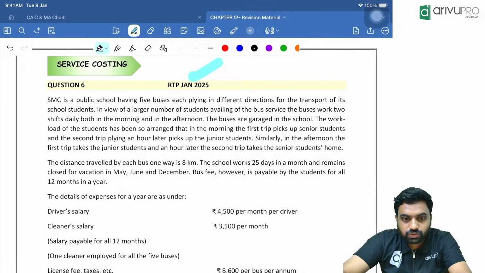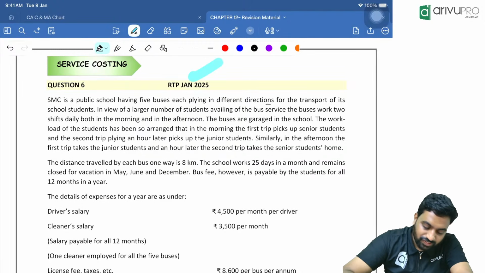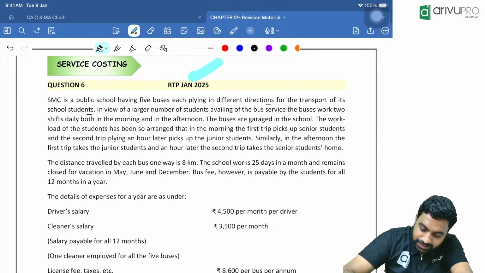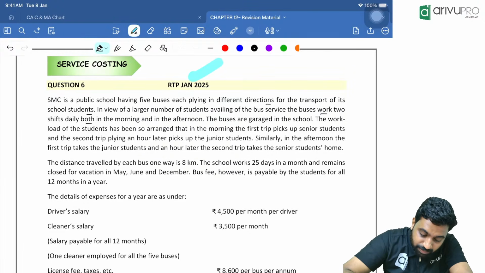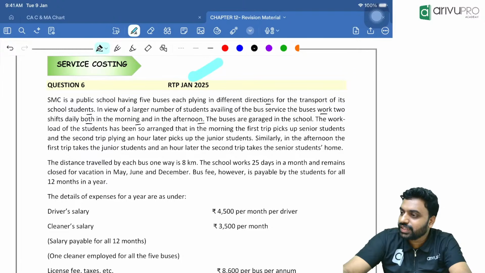SMC is a public school having 5 buses. How many buses we have? 5 buses, each plying in different directions for the transport of its school students. In view of a large number of students availing the bus services, the buses work 2 shifts daily, both in the morning and in the afternoon. Try to understand, not one in the morning, one in the evening. No, 2 only in the morning, 2 only in the evening. That means total 4 trips, 4 round trips. That means 8 sides.